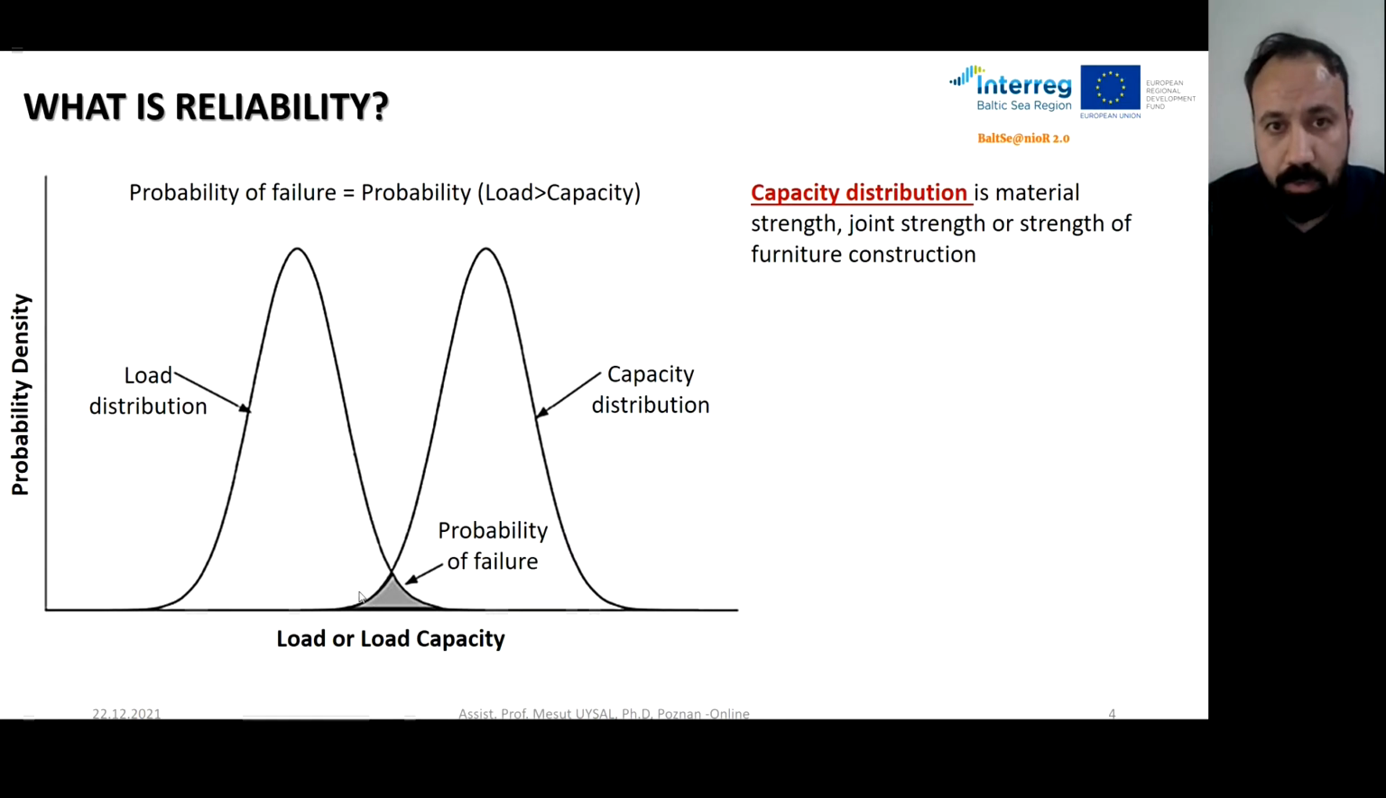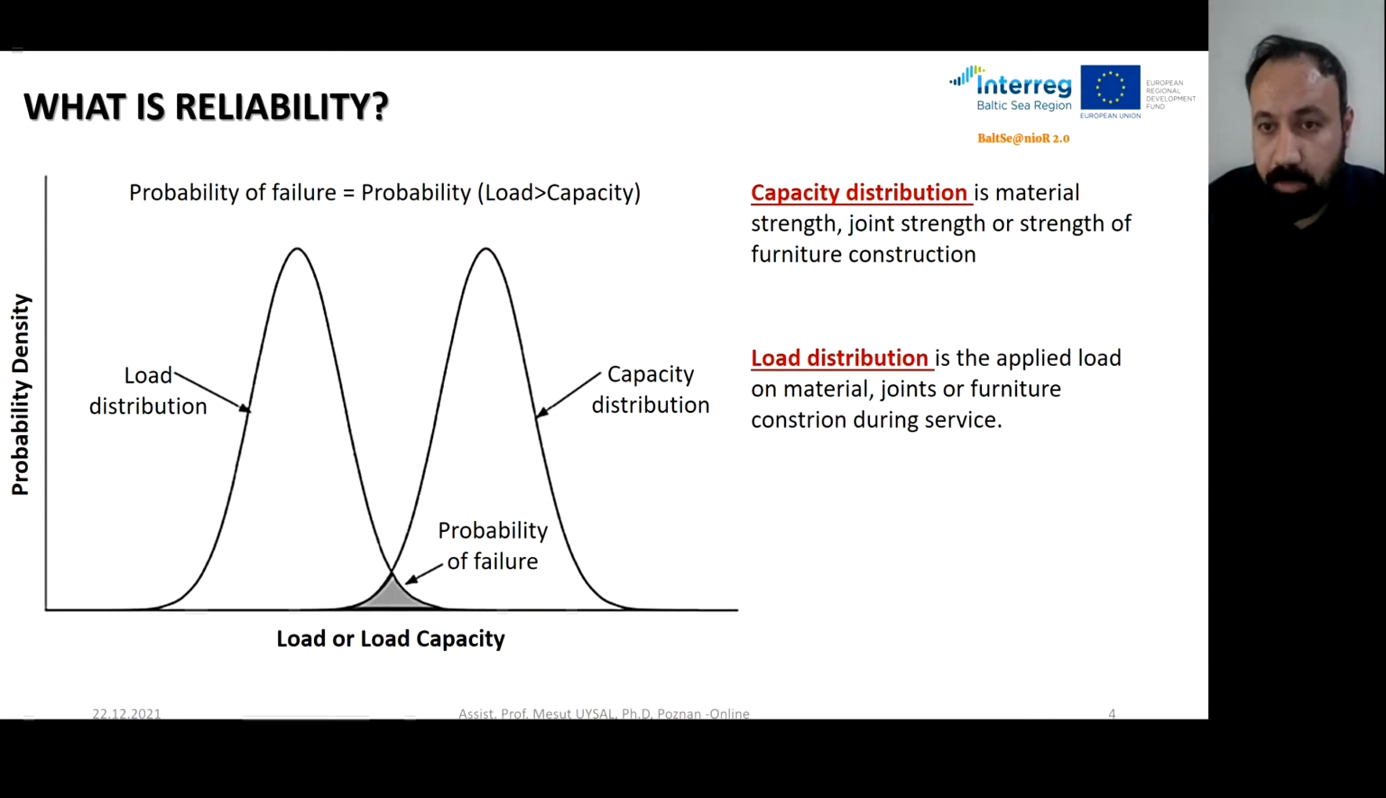So for this one, we need to use probability. What is the area of this shaded section? This gives us the failure rate, and then we can calculate the reliability.